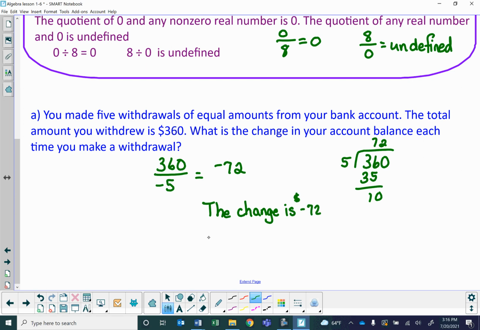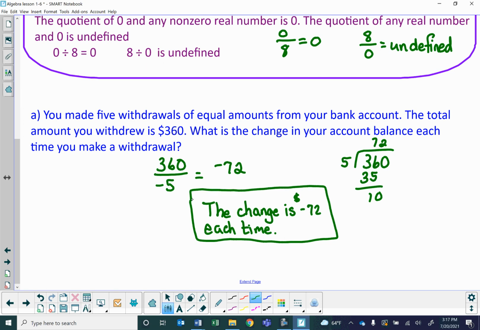And the reason I ask you guys to put this in a complete sentence is because it's a word problem. Every time you answer a word problem, you should answer in a complete sentence. So the change is -$72 each time. So don't say you withdrew -$72. You could say you withdrew $72, but you can't say you withdrew -72 because withdraw means negative. Negative is negative, so you'd have 2 negatives in a row, which makes it a positive. So it's better to just say the change, because it asks what is the change. The change in my account is -$72 each time.